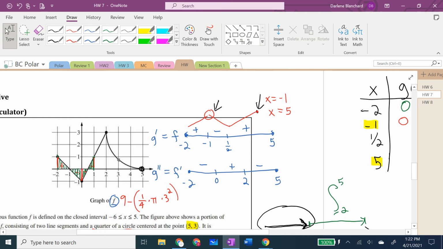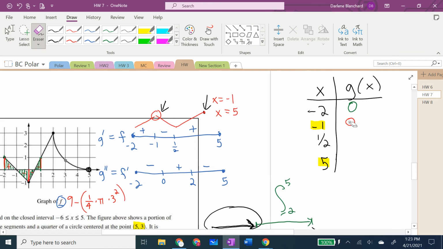Actually, one second, because now I'm starting to wonder why am I confused. Oh, silly. I went to 1 and I was supposed to go to -1. That's why I am confused.